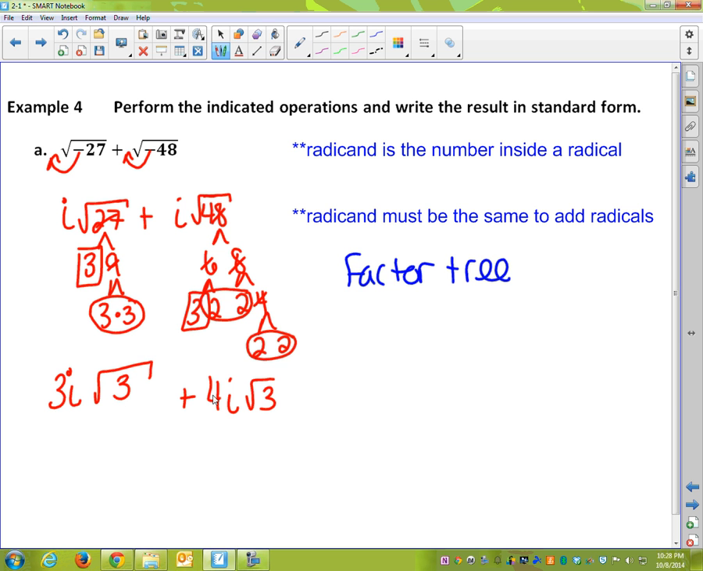Now the radicands are the same, and I can add these together. 3 plus 4, my final answer is 7i square roots of 3. What's inside the radical doesn't change, so it would be just like if I were adding 3x plus 4x would give me 7x. When you're adding radicals, you don't change the radicand, it stays as 7i radical 3.